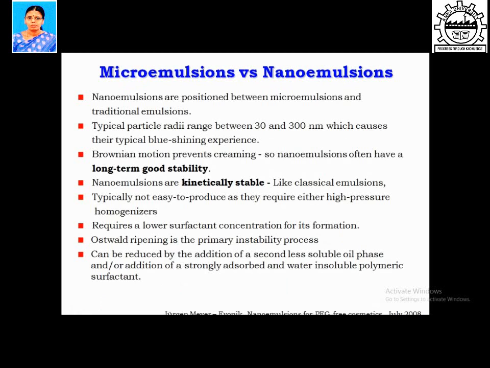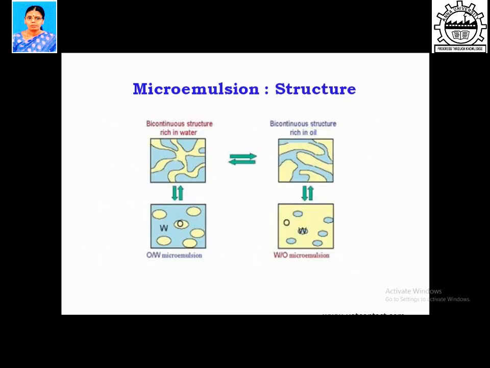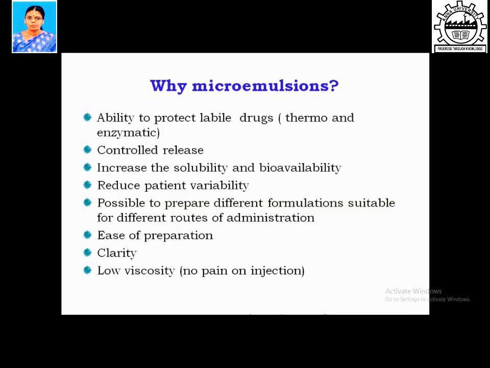And if you compare microemulsions and nanoemulsions, nanoemulsions have certain characteristics, better advantages than the microemulsion, because these nanoemulsions come in between the microemulsion and the traditional emulsions. And the particle size range may be 20 to 300 nanometer. And because Brownian motion prevents creaming, nanoemulsions often have good long-term stability, and nanoemulsions are kinetically stable in nature and they are easy to produce. And this slide gives the structure of the microemulsions and the nanoemulsion.